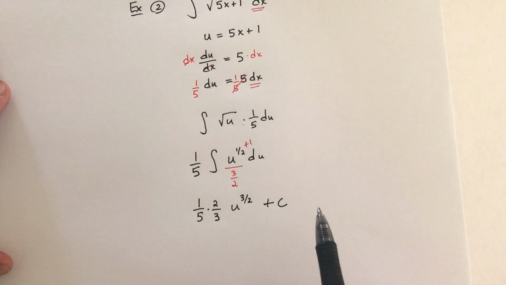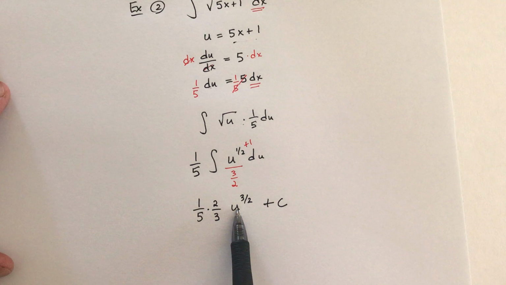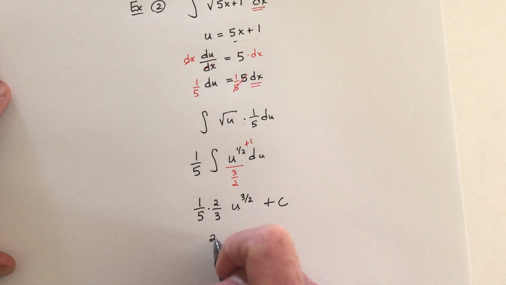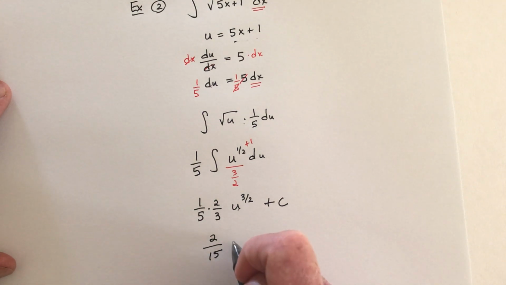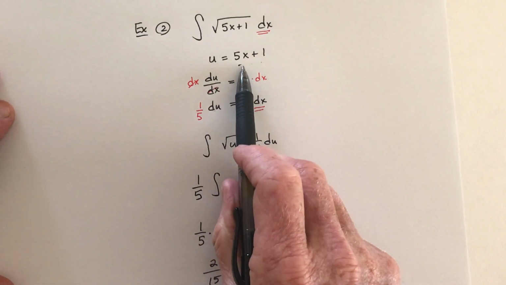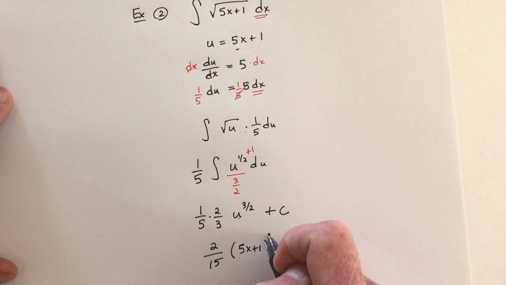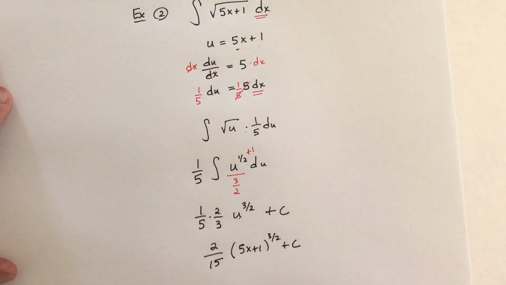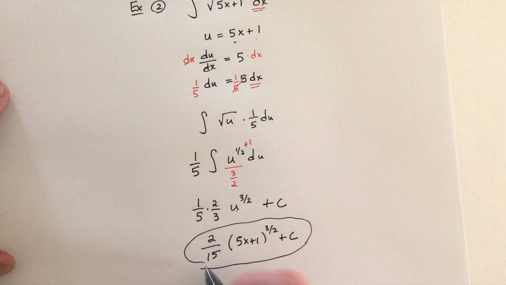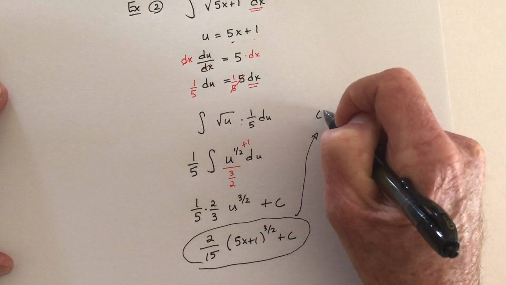There's just a tiny bit I need to do, and that is the u is equal to a 5x plus 1, so replace the u. And also this will be 2/15. So that my final answer is 2/15. And then replace the u with the 5x plus 1, to the 3/2 and then plus c. So the good thing about finding antiderivatives is that you can always check your answer, which I'm going to do right here.